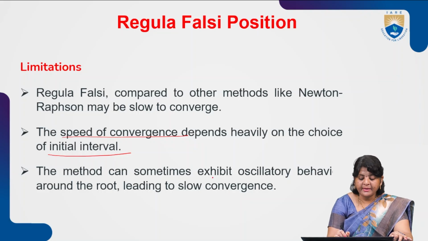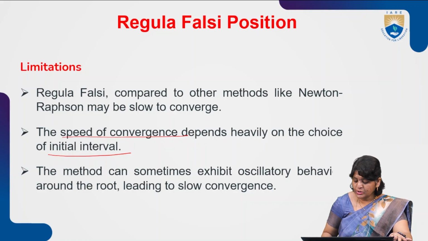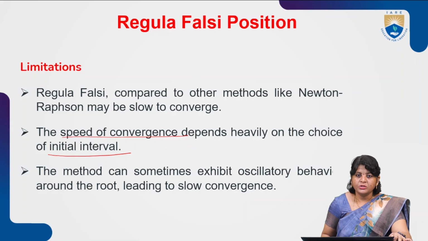The method can sometimes exhibit oscillatory behavior around the root. So when you are moving through the iterations, without getting a similar value, we may continuously get different values, leading to slow convergence. So the number of iterations will increase.